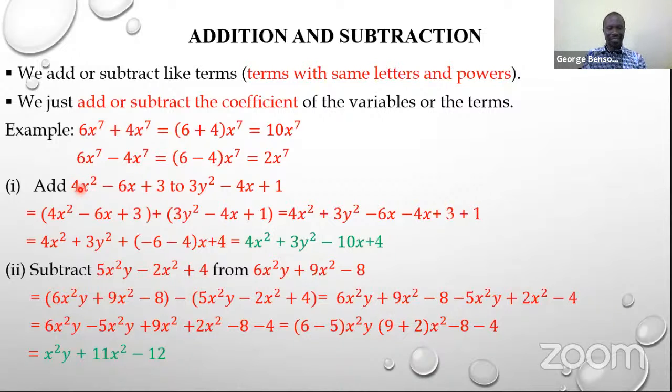Are you with us? Yeah. And we have minus 6x, we have minus 4x. So these are like terms. So it means we can add this and that. Is that okay? Then we have 3. Please, how can you just jump over the 3y squared and then add the 6x and then the 4x? What happens to the figures in between?